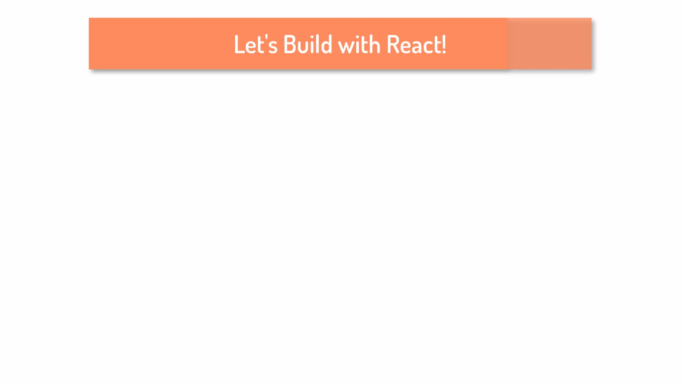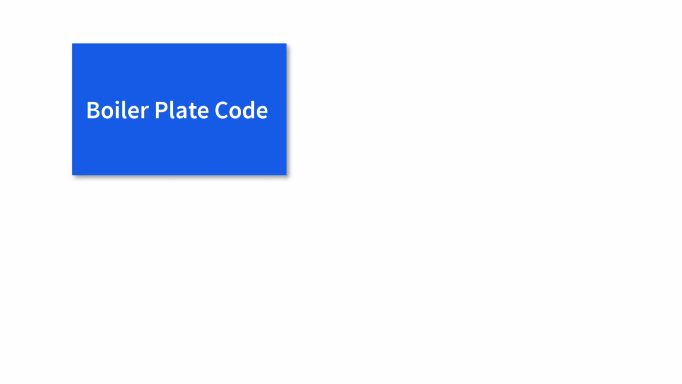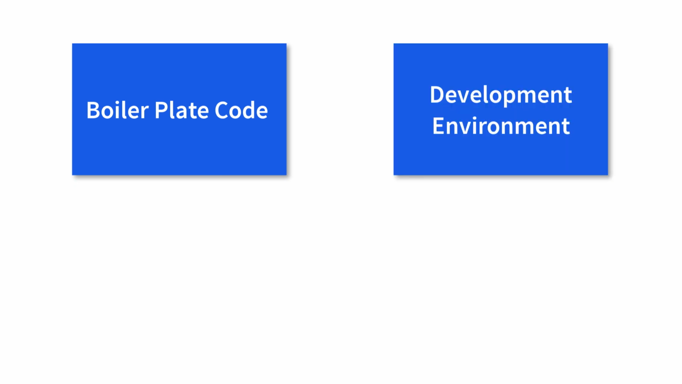Alright, let's do some building with React. In this video, we're going to accomplish a few things. Number one, we're going to set up our boilerplate code using Emmet. Number two, we're going to set up what will be our developer environment with script tags, letting us take advantage of React, React DOM, and Babel libraries. This will help our browser know how to interpret our code.